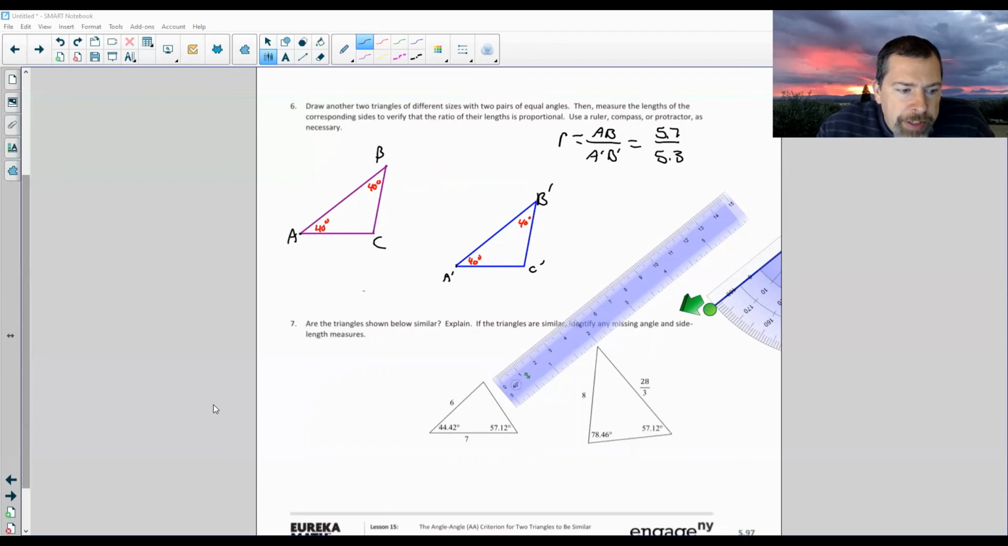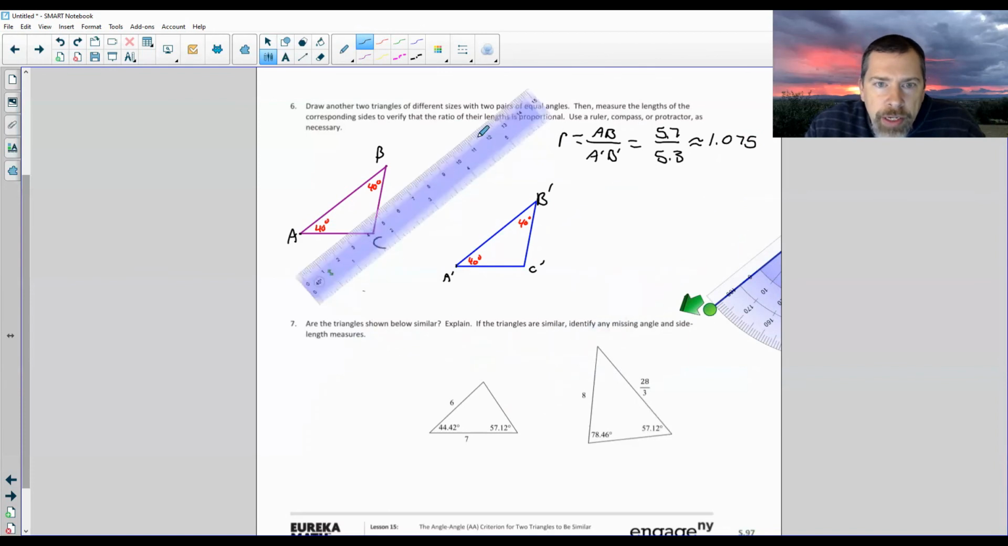Okay, so I'm going to use my calculator because of this, and we're going to look at the decimal. So 5.7 divided by 5.3 is our R. Whoops, why did I do 3? 5.7 divided by 5.3, hello, 1.075. Okay, so that's going to be approximately 1.075. Then I'm going to do the same with the next two sides.